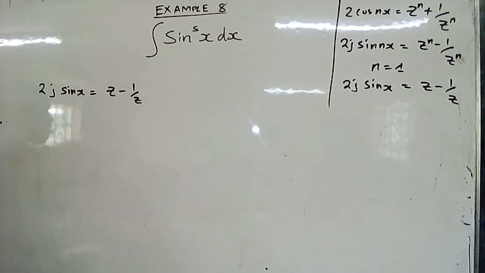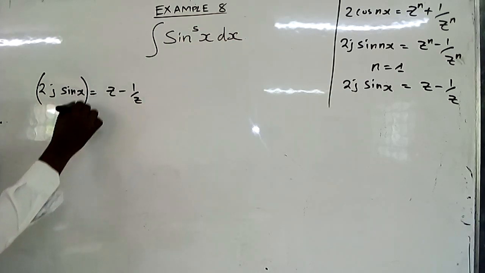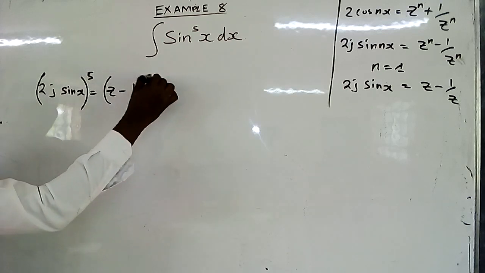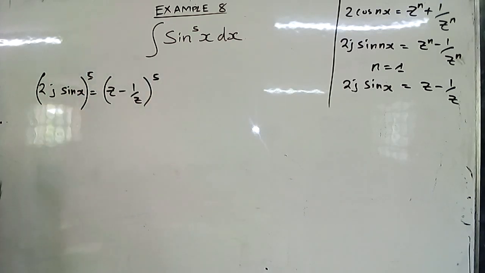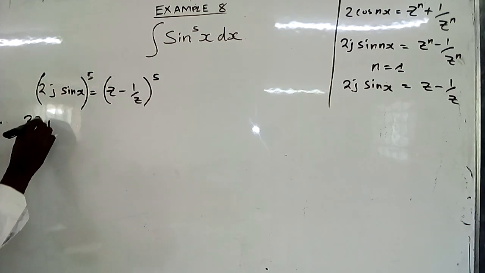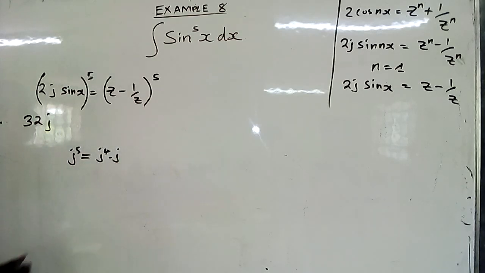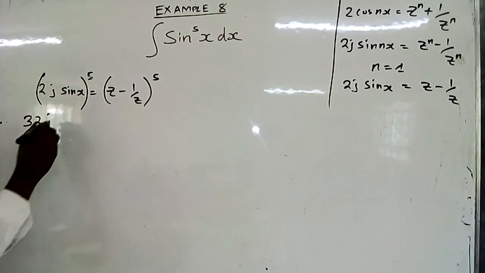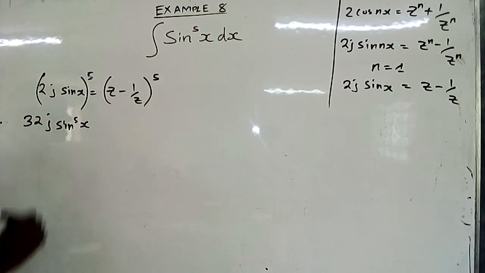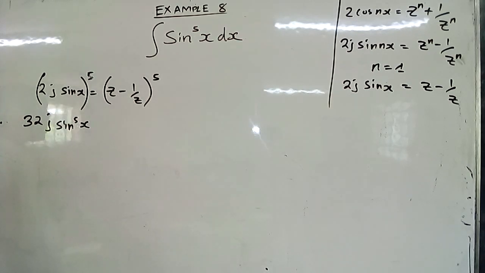So we want sine raised to power 5, meaning we raise both sides of the equation to power? To power 5. So 2 raised to power 5 is 32, isn't it? j raised to power 5 is j, because j raised to power 5 is equal to j raised to power 4 times j. j raised to power 4 is 1, isn't it? Times j, you get j. Then you go to sine x raised to power 5, which is sine raised to power 5x, isn't it? Are we together? Then on the other side of the equation is a binomial expansion, isn't it?